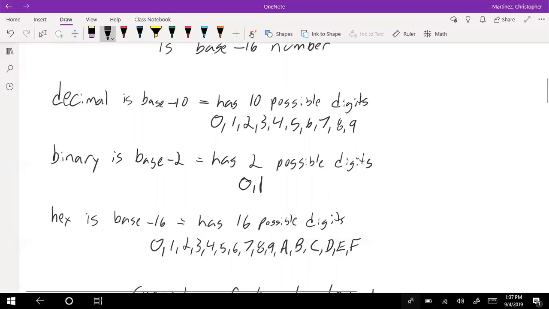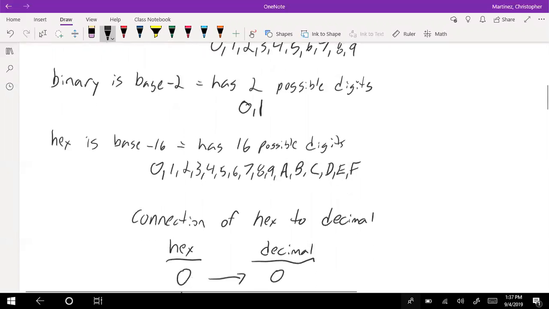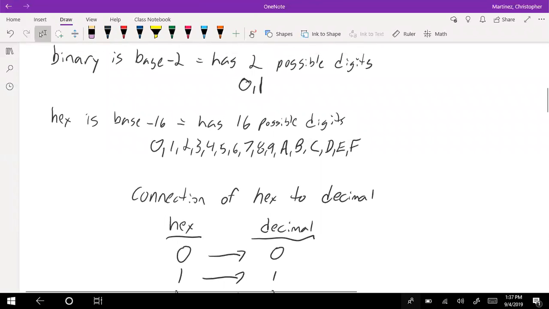So what about base 16? Well, base 16, I'm going to have 16 possible digits. But with 16 possible digits, what do we use after we get from 0, 1, 2, 3, 4, 5, 6, 7, 8, 9? Well, we're going to use letters for every new digit. So the new digits we're going to use are A, B, C, D, E, and F. So for hexadecimal, we go from 0 all the way to F.